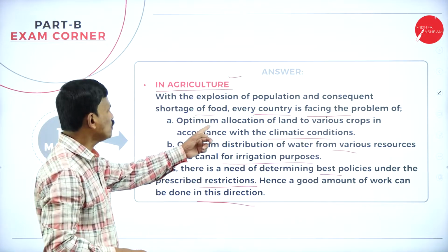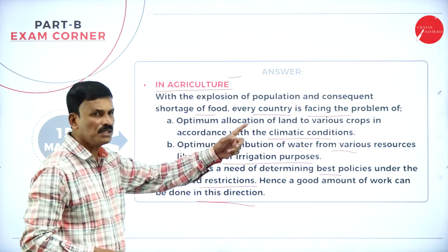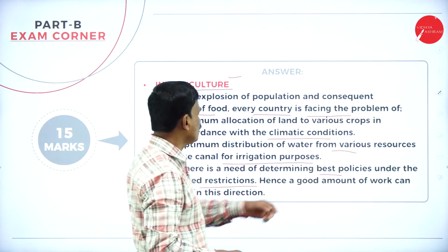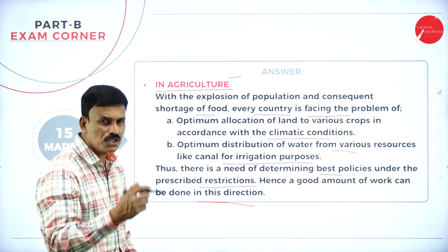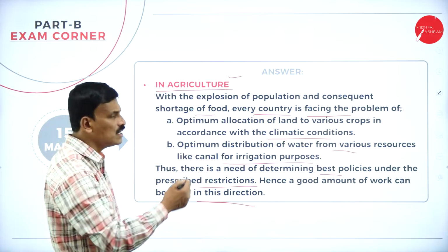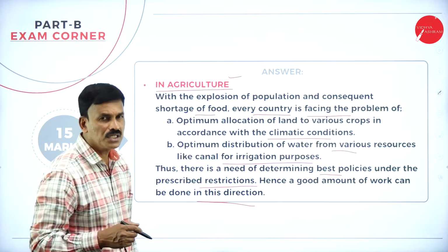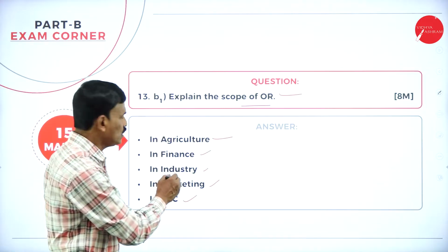That is how we are going to apply the concept of OR in agriculture: optimum allocation of land for various crops in accordance with the climatic conditions, and the availability of water from various resources like canals for irrigation purposes can also be studied with the help of operation research. So that is one of the scopes of OR in agriculture.